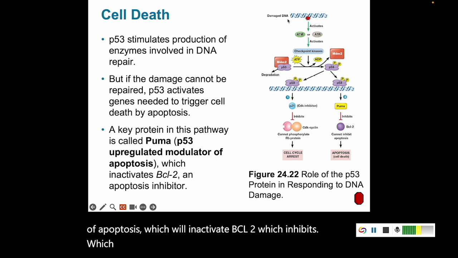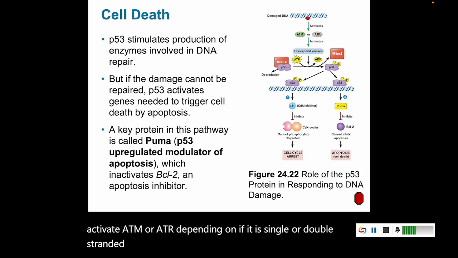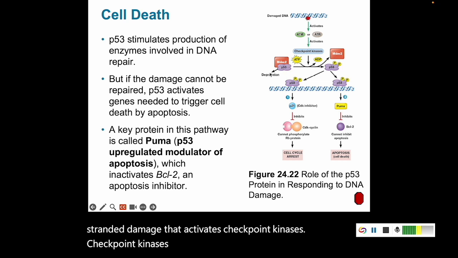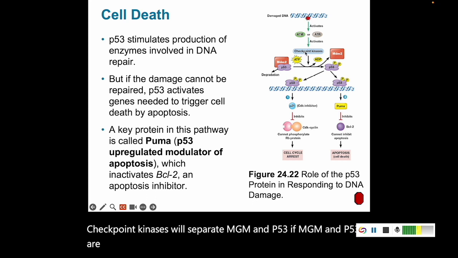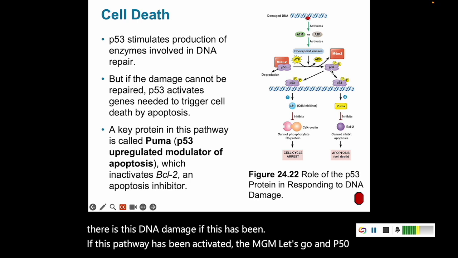So we have DNA damage that is going to activate ATM or ATR, depending on if it is single or double-stranded damage. That activates checkpoint kinases. Checkpoint kinases will separate MDM and P53. If MDM and P53 are together, they're degraded and the cell cycle continues. But if there is DNA damage and this pathway has been activated, the MDM lets go and P53 can start doing its work.